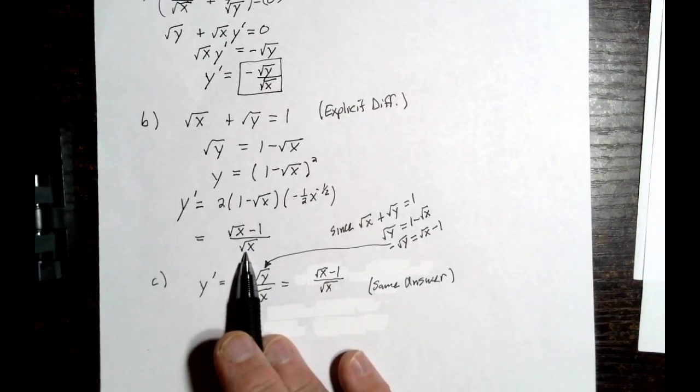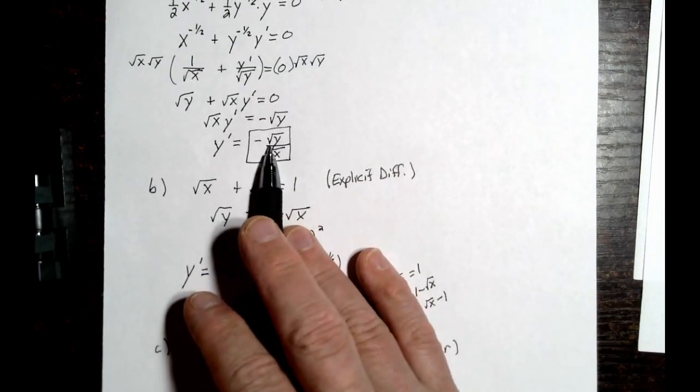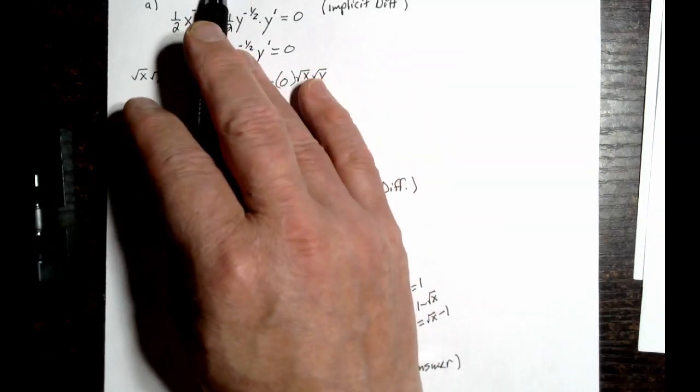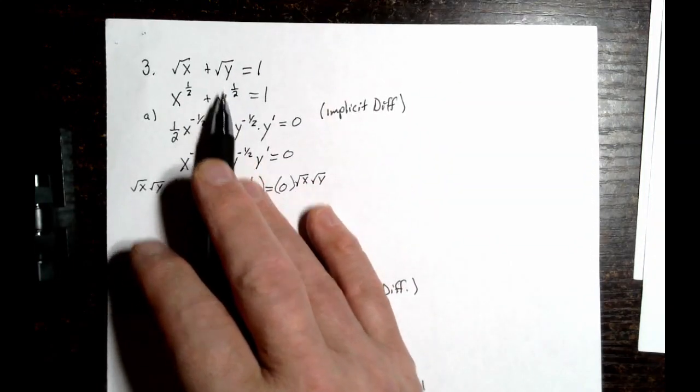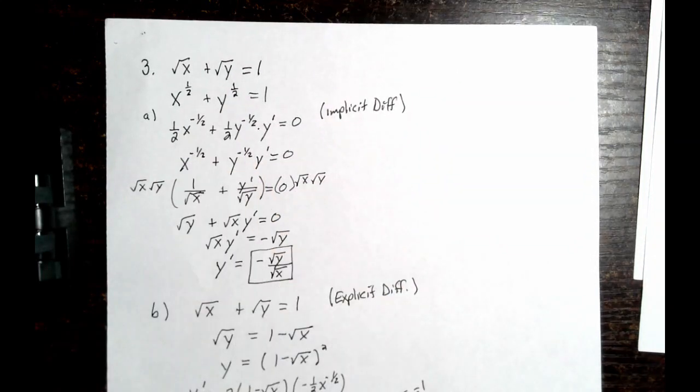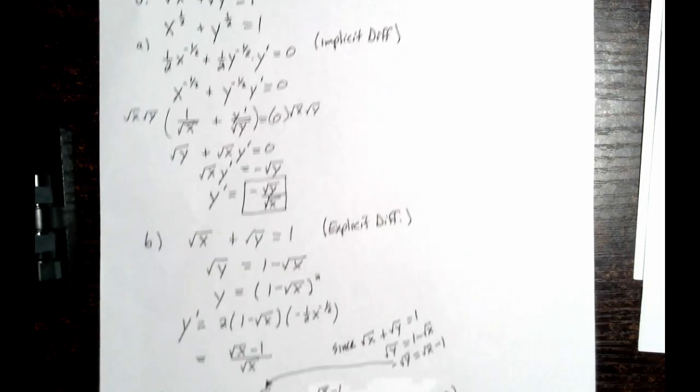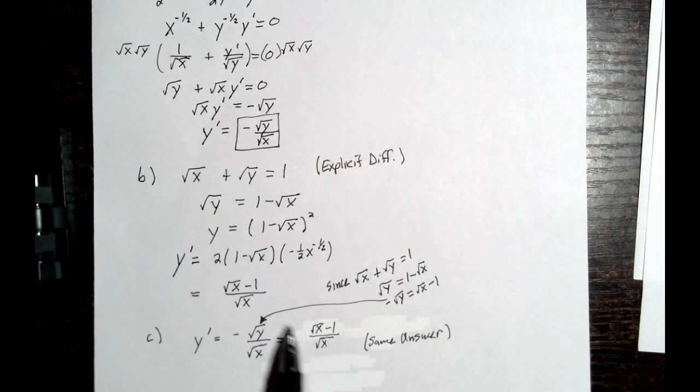Now if you do it explicitly, you solve it for y, and you take the derivative, and you get this guy here. Now if you take the original guy and use your answer, the original question, you can plug something in for the square root of y, right there, and you end up getting the same thing you got for part B. And so that's one way to show whether implicit or explicit, you get the same answer.